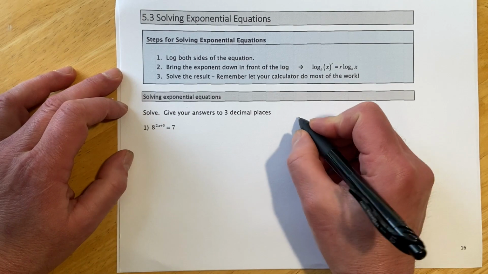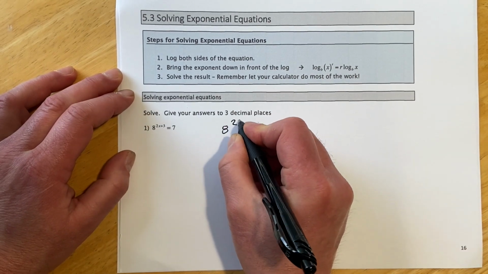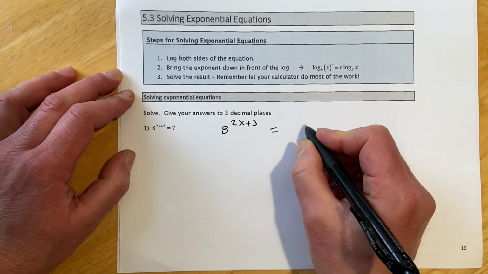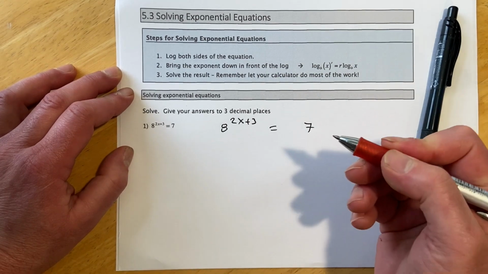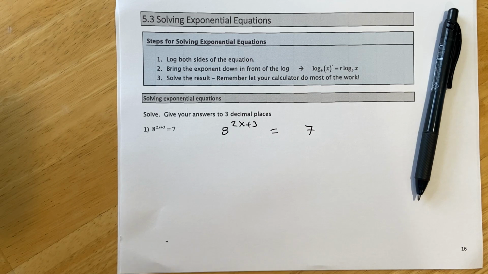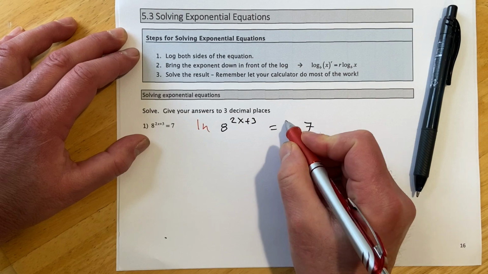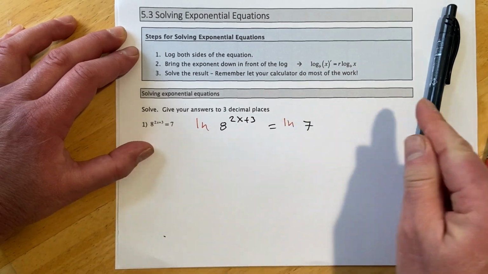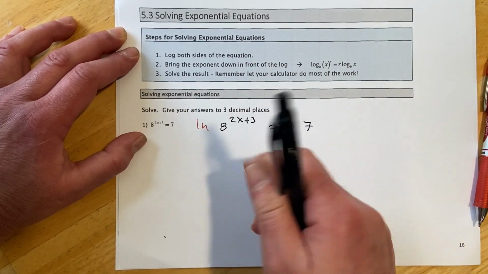So for here, let me just write this a little bit bigger. 8 to the 2x plus 3 equals 7. And I'm going to use natural logs because they take up less space. That's pretty much it. We'll also see a lot of base e stuff coming up, so I will probably just default to natural logs, but you can use log or natural log to do this. Won't make a difference. If you do see base e, you definitely want to use natural log though.